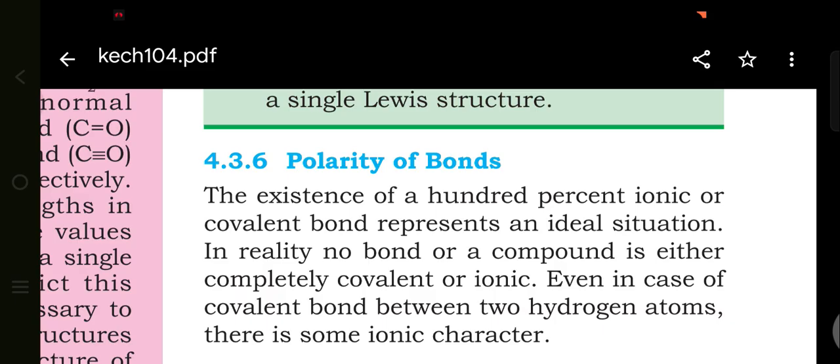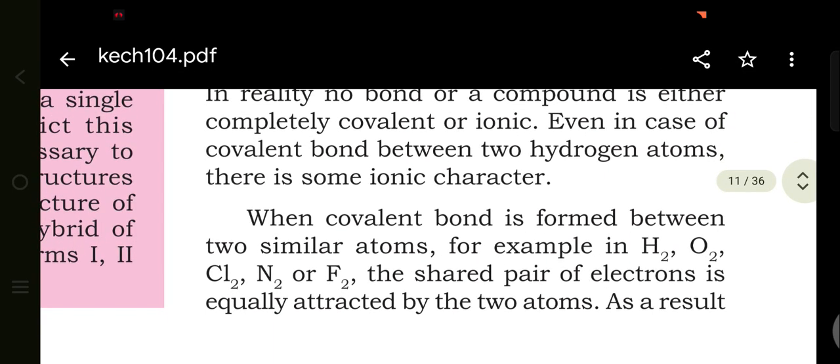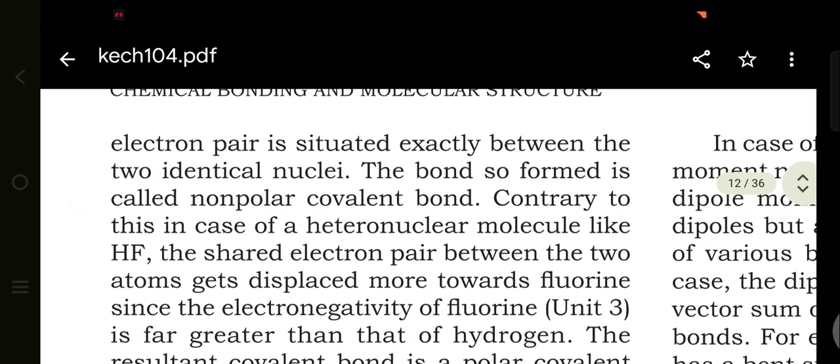Polarity of bonds. The existence of a 100% ionic or covalent bond represents an ideal situation. In reality, no bond or compound is either completely covalent or ionic. Even in the case of a covalent bond between two hydrogen atoms, there is some ionic character. When a covalent bond is formed between two similar atoms, for example in H2, O2, Cl2, N2 or F2, the shared pair of electrons is equally attracted by the two atoms. As a result, the electron pair is situated exactly between the two identical nuclei. The bond so formed is called a non-polar covalent bond.